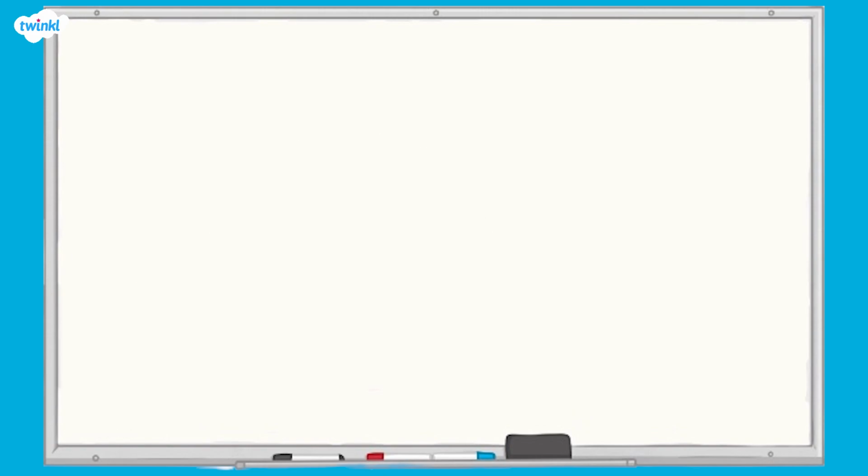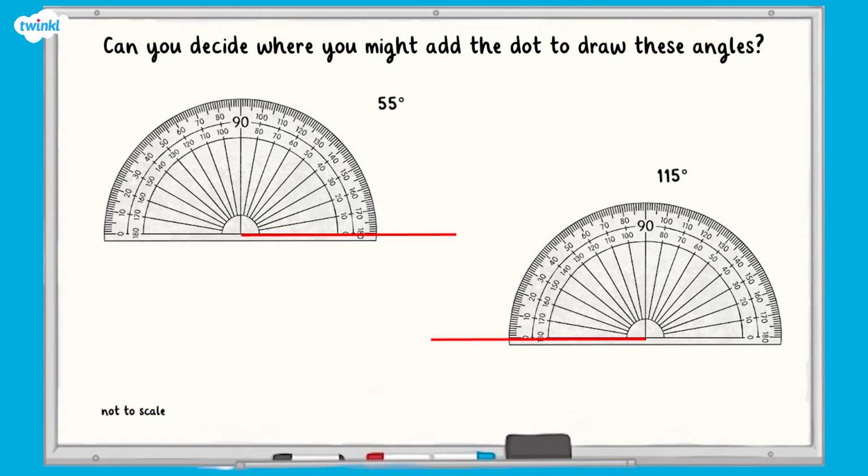Now it's your turn. Can you decide where you might add the dot to draw these angles? Remember to read from 0 on the protractor each time. Pause the video now while you work out the answers. All complete! Well done, here are your answers.